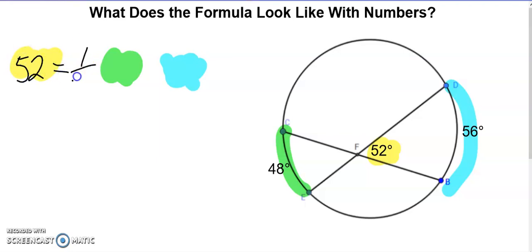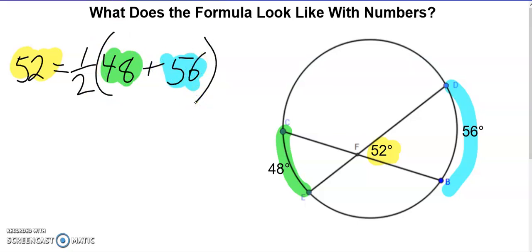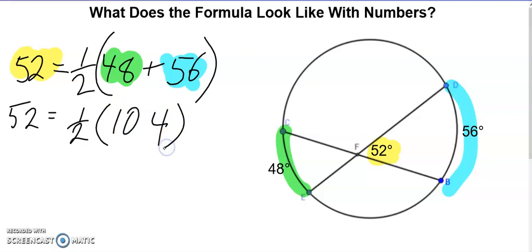That's going to equal 1/2 of 48 plus 56. So 52 equals half of 104. Half of 104 is 52. Boom. So that's how it would look with numbers.